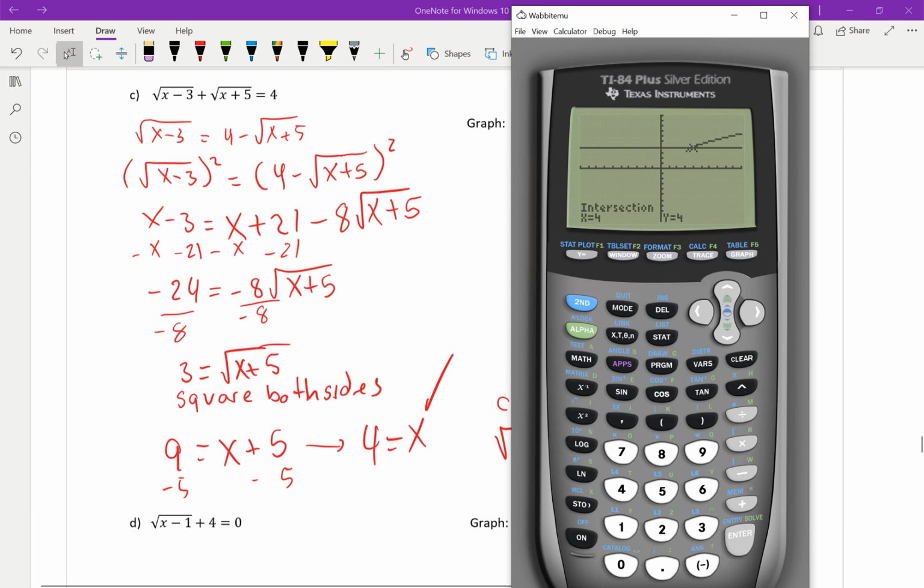This is a weird graph. I really don't know what's going on, but we can explore it further in another video. Okay, so that is what's going on. Let's move on to the last radical equation to solve here.